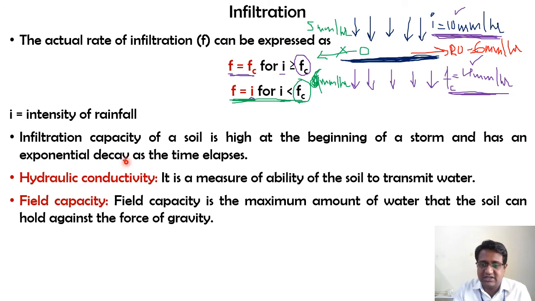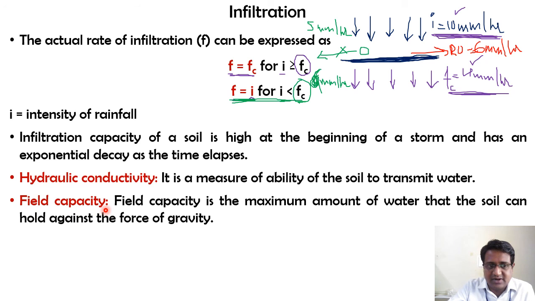Next is hydraulic conductivity. It is a measure of the ability of a soil to transmit water. So hydraulic conductivity is the ability of a soil to allow water to pass through itself.